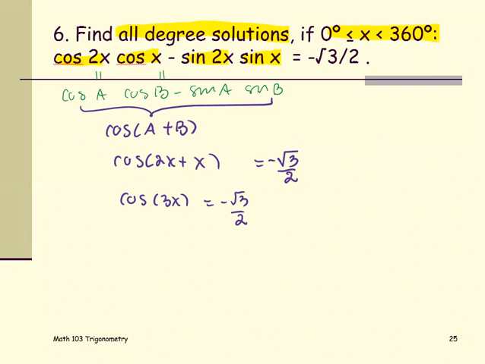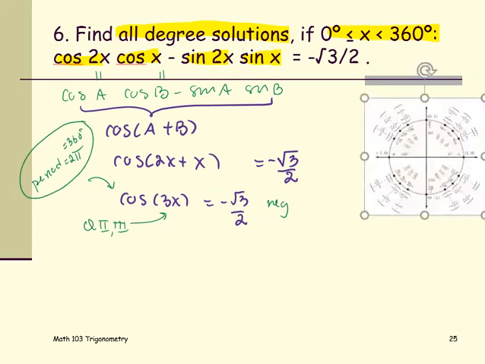The cosine is negative, and angle 3x will be in the second quadrant and the third quadrant. And recall, this is the cosine function. The period is 2 pi or 360 degrees for one revolution or one cycle. Use the unit circle to help us out.